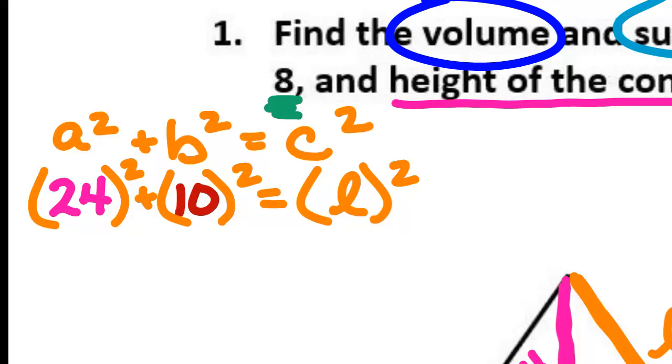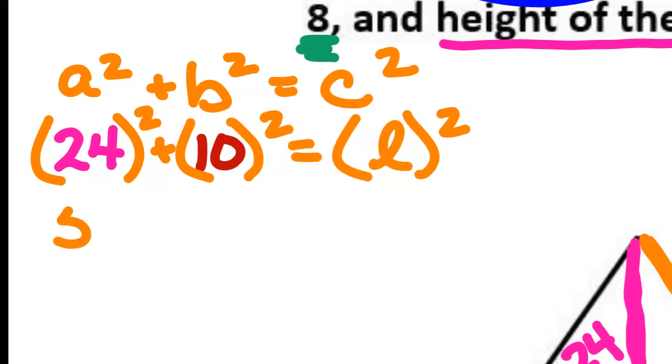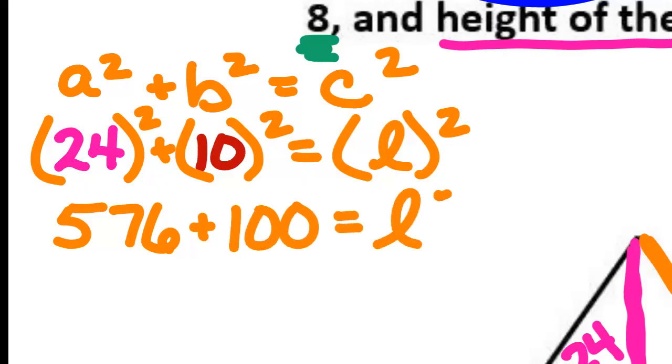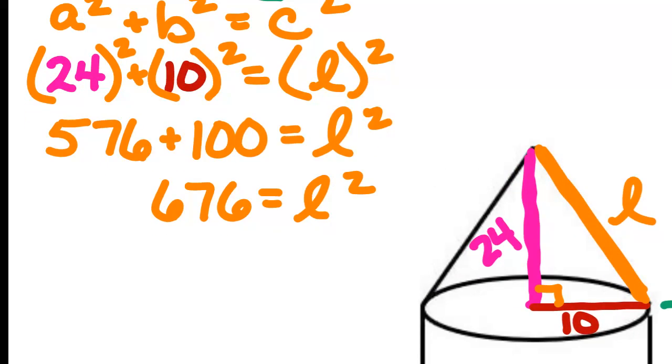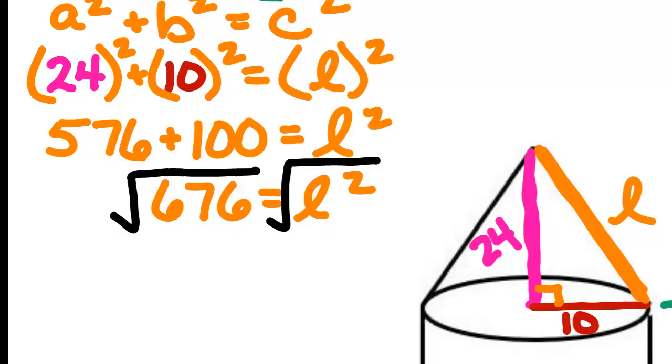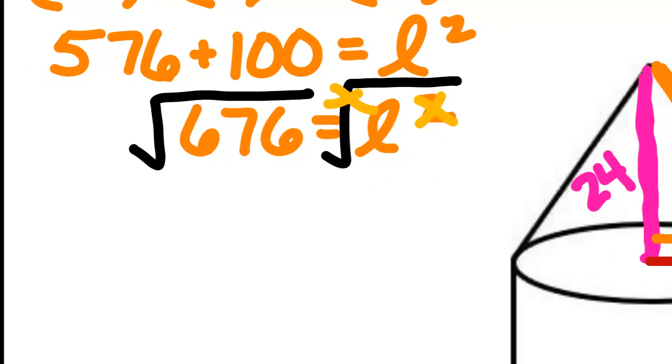What is 24 squared? 576 plus 10 squared? 100. So when I add those two together, I get 676 equals my slant height squared. Now what? Square root. If you do it to one side, you got to do it to the other side. The squared and square root cancel each other out over on the right. And what is the square root of 676? 26 equals my slant height.